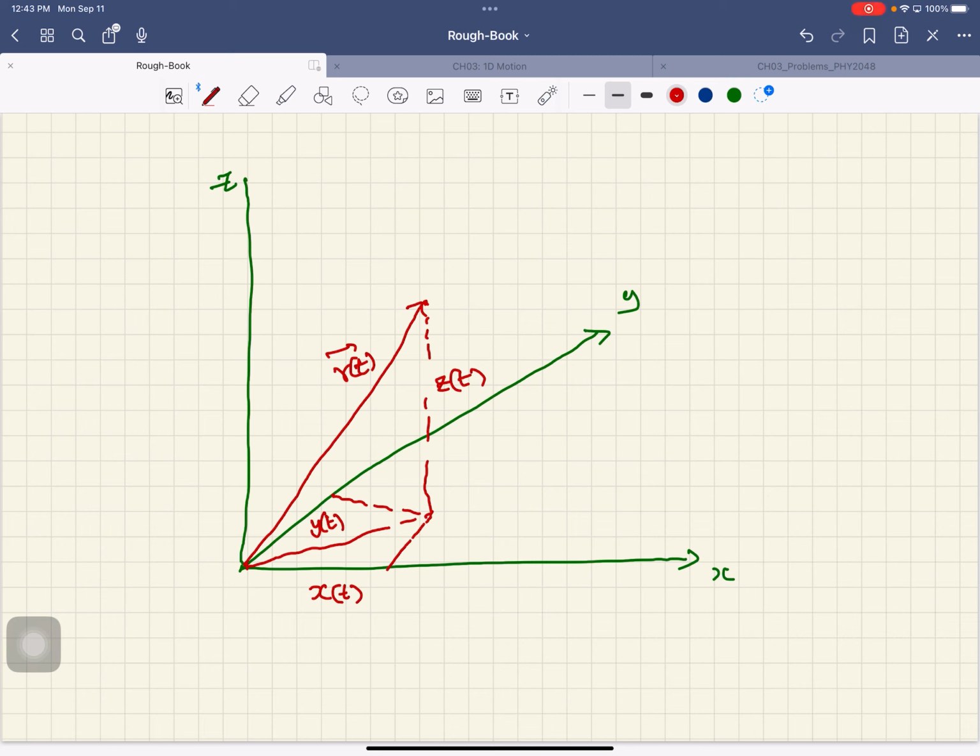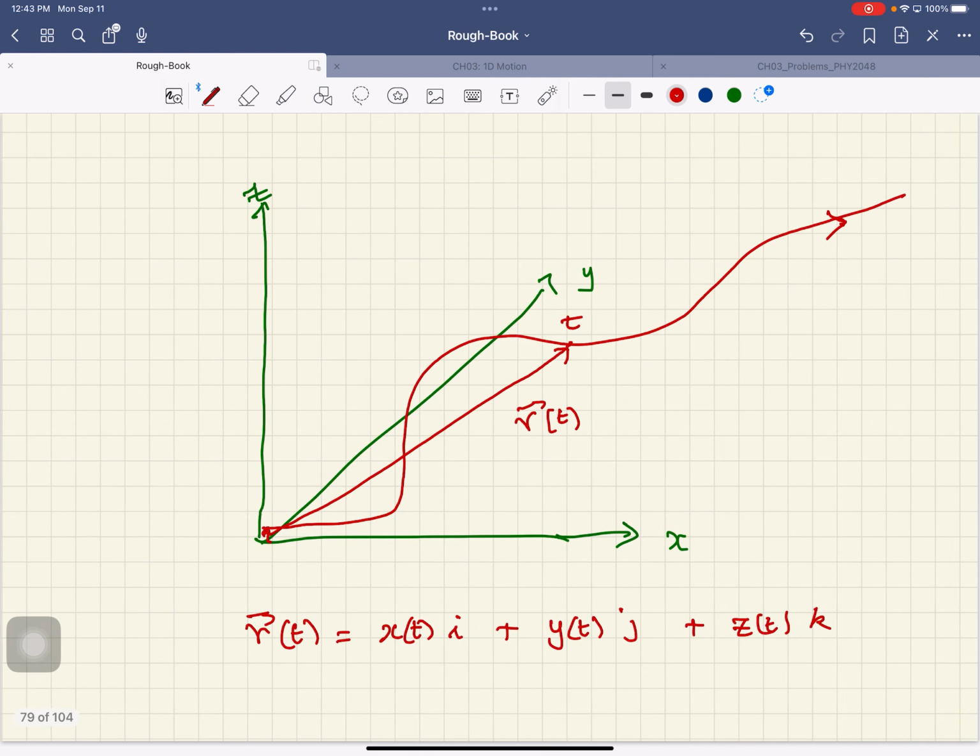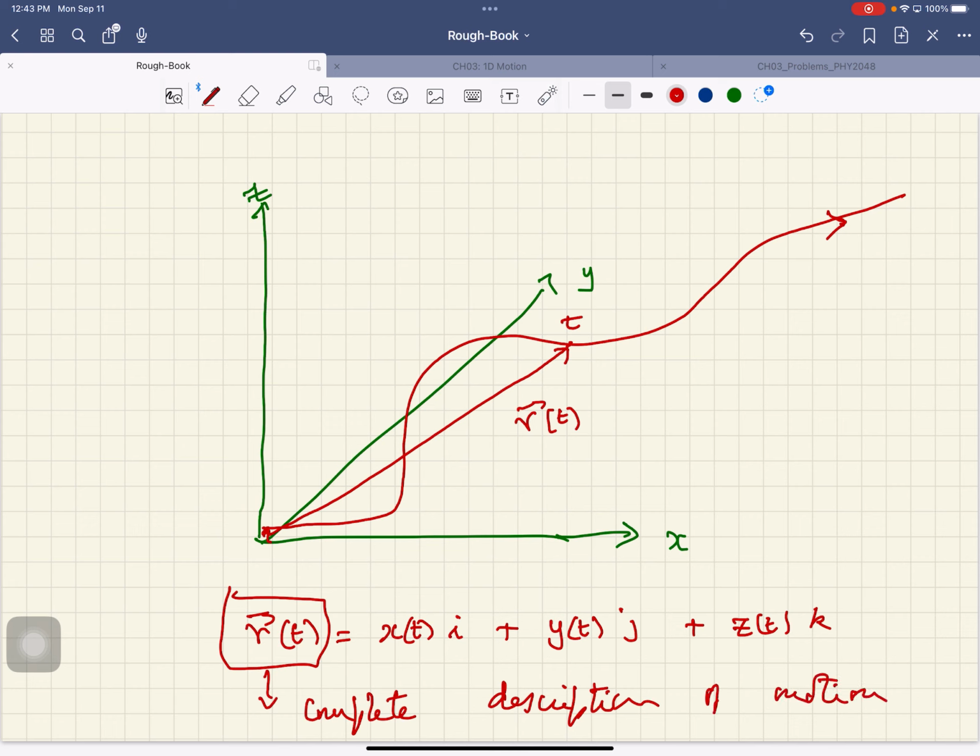All right, so what are we interested in? Describing 3D motion, okay? And what does describing motion mean? Describing the position. Giving the position as a function of time. So if you have your position as a function of time, you have a complete description of the motion. So let me start off with an example.